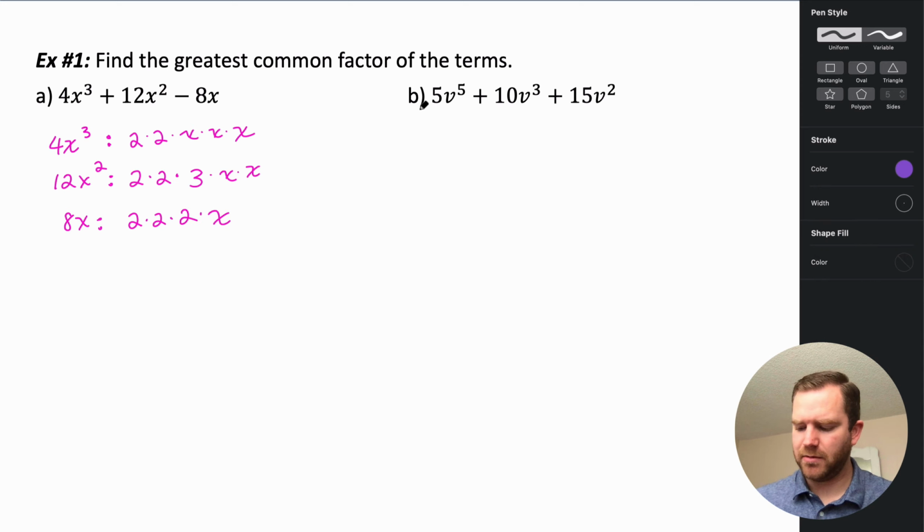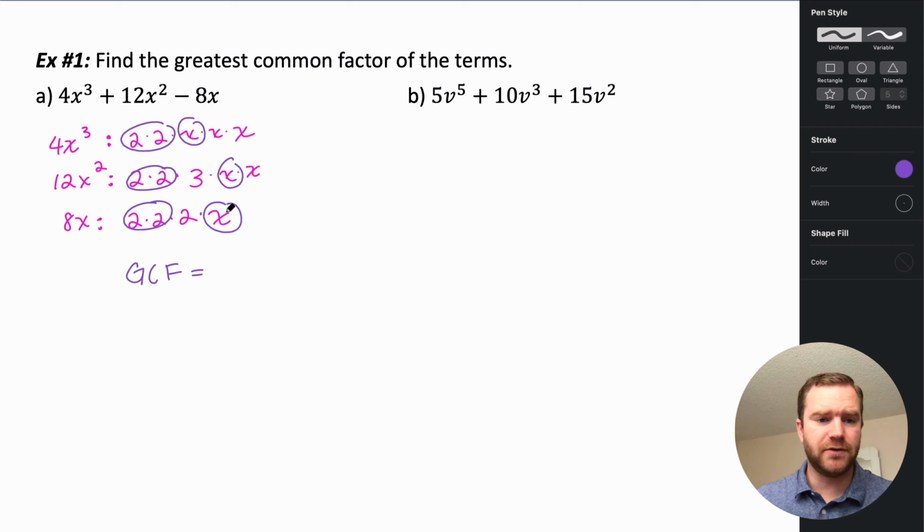So if we're trying to find the greatest common factor, we need to figure out what all of these have in common. Well, all of them have at least one 2, and actually all of them have at least two 2's. This other one has an extra 2 and this one has an extra 3, so those are not something that they all have in common. So they all have at least two 2's being multiplied together. This has three x's, this has two x's, this has one, so they all have at least one x. So your greatest common factor, sometimes called the GCF, is going to be the product of all of those factors. So 2 times 2 times x, which is 4x. So the greatest common factor of this is 4x.